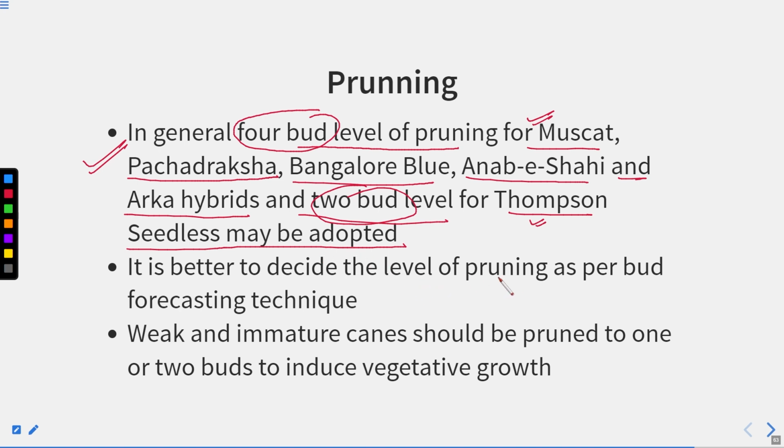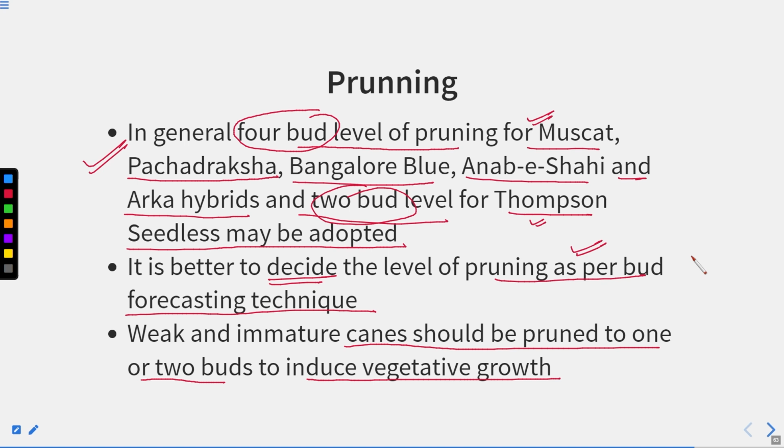It is better to decide the level of pruning as per the bud forecasting technique. So the decision for the pruning is made by the bud forecasting technique, right? And weak and immature canes should be pruned to 1 or 2 buds to induce vegetative growth. So once you see this is a weak stem and it is having too many branches, so you can do what?